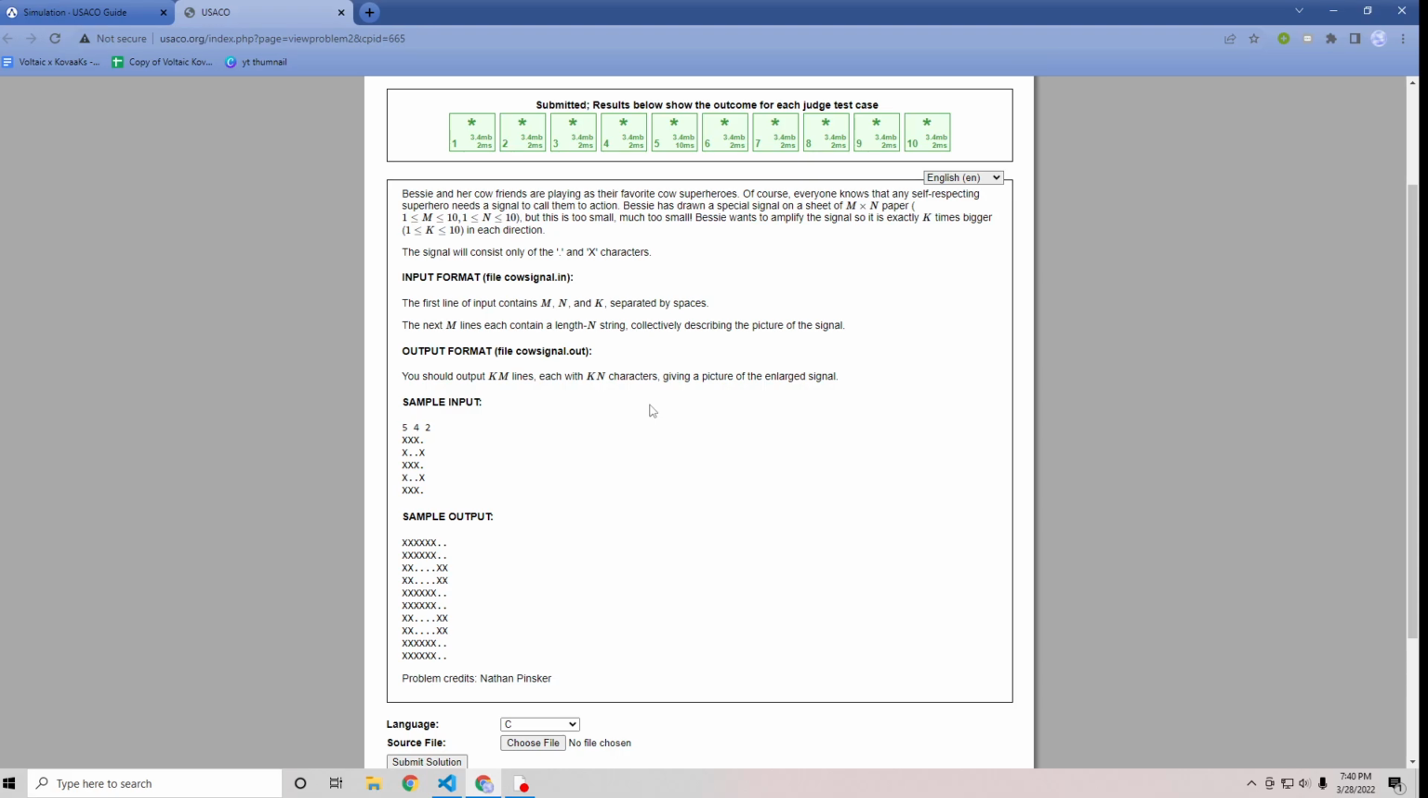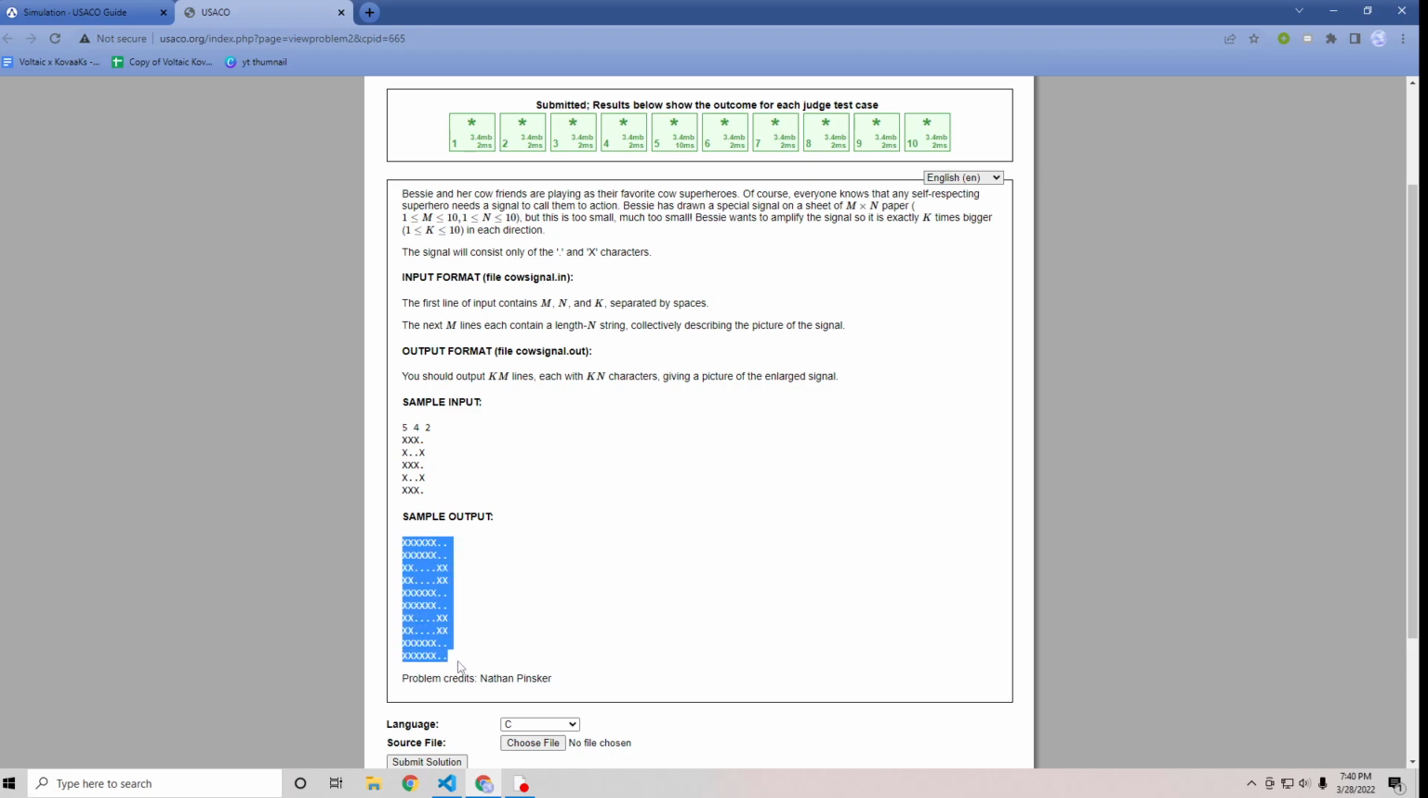The first line of input contains M, N, and K, separated by spaces. The next M lines contain a length N string, which describes the picture. We should output a KM by KN grid that contains the enlarged picture. So this is a 5 by 4 output here, and we want to increase this by scale 2.